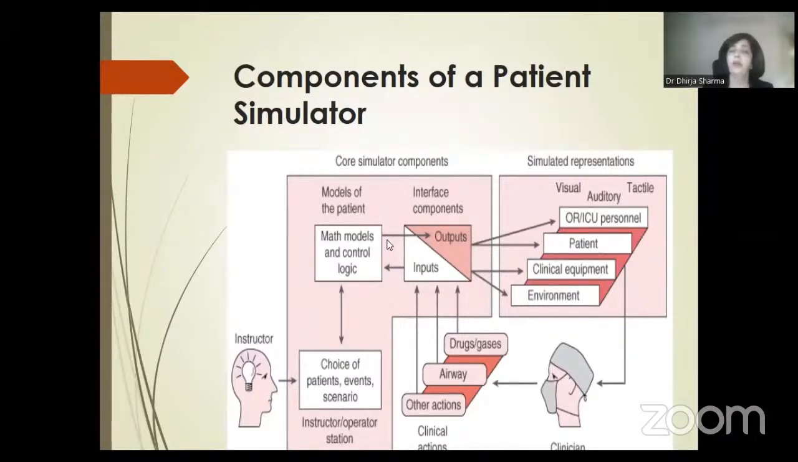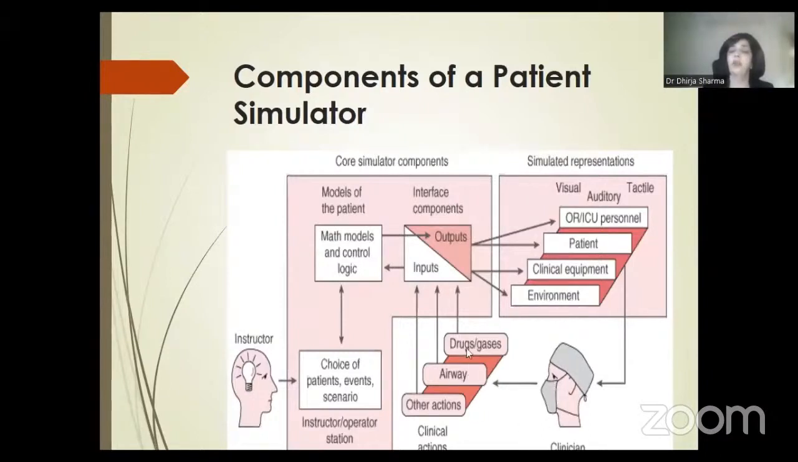From the model there is output into the interface, which goes into the simulated environment, and it is shown as visual, auditory, and tactile actions. And this environment may contain the OR and ICU personnel, the simulated patient, the simulated clinical environment, and equipment. The learner, who is the clinician, then does some action in this environment.